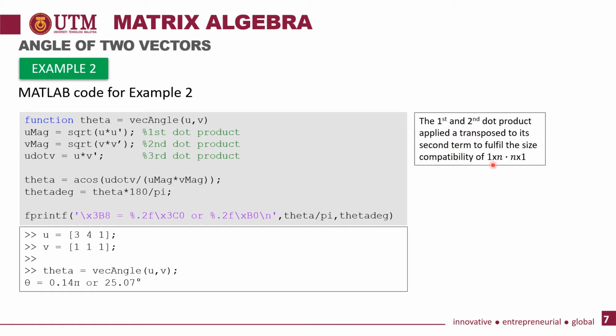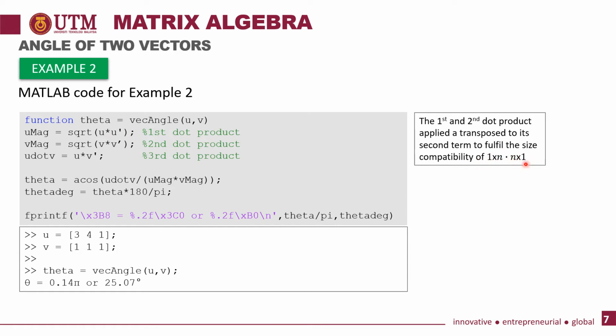As I mentioned earlier, you need to make sure what the size of the vector or matrix is that you want to give to your function. From there, you need to modify inside the function in order to fulfill the size compatibility of 1 times n dot n times 1. So that is the MATLAB dot product.